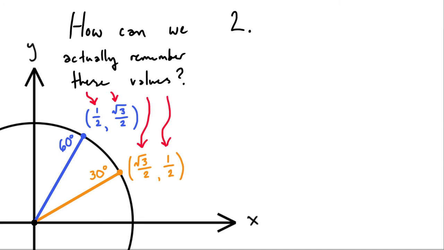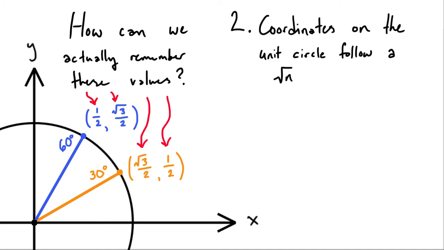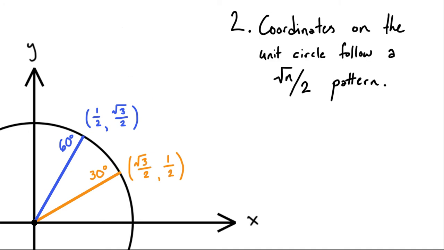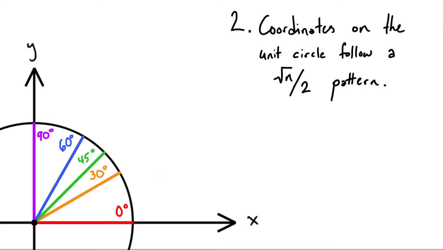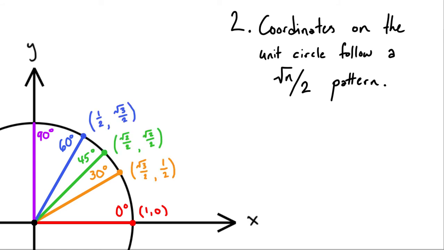That brings us to our second important concept, which is that coordinates on the unit circle follow a root n over 2 pattern. To see this, let's fill in the other angles in quadrant 1 here. So you've got 0 degrees, 45 degrees, and 90 degrees, in addition to the 30 and 60 that are already there. And we can go ahead and fill in those cosines and sines, those coordinates, for these 5 angles. So in counterclockwise order, those are going to be 1, 0, root 3 over 2, 1 half, root 2 over 2, root 2 over 2, 1 half, root 3 over 2, and 0, 1.